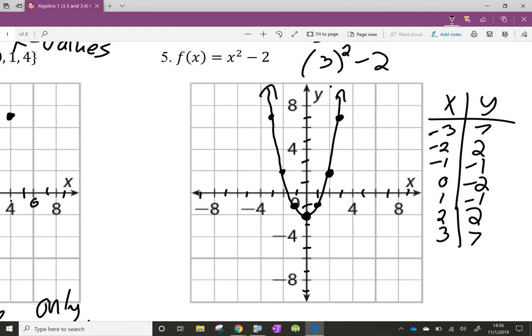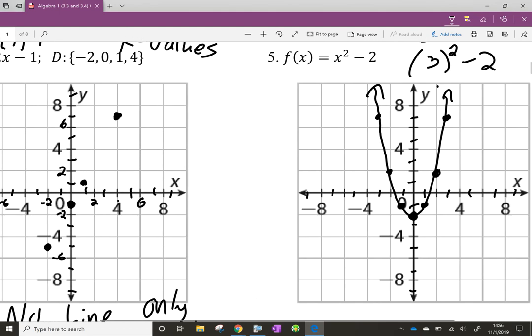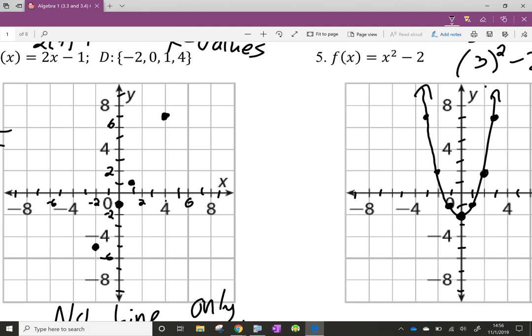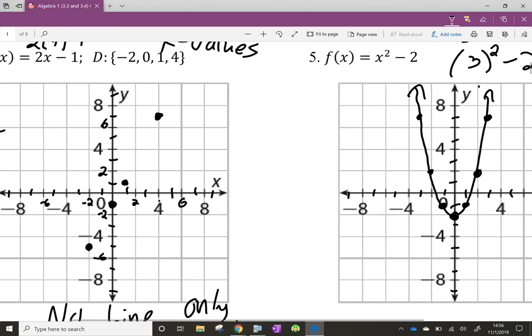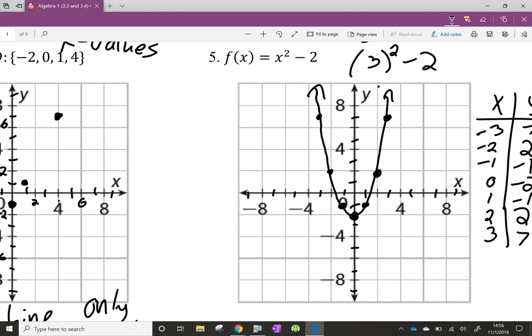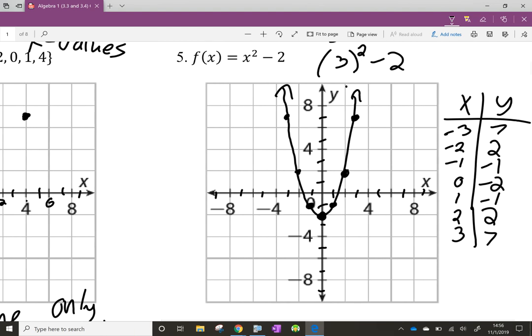So remember, here's the difference between these two problems. The one on the left does not get a line because the domain was limited to just those 4 values. So we're only supposed to graph at those 4 points and those 4 points only. Number 5 did not give us a domain, which means we're asked to graph the entire function, not just specific points. But in order to do that, we have to plot a few specific points so that we can see what the function is shaped like. Once we know what it's shaped like, then we can completely draw our function with a line.